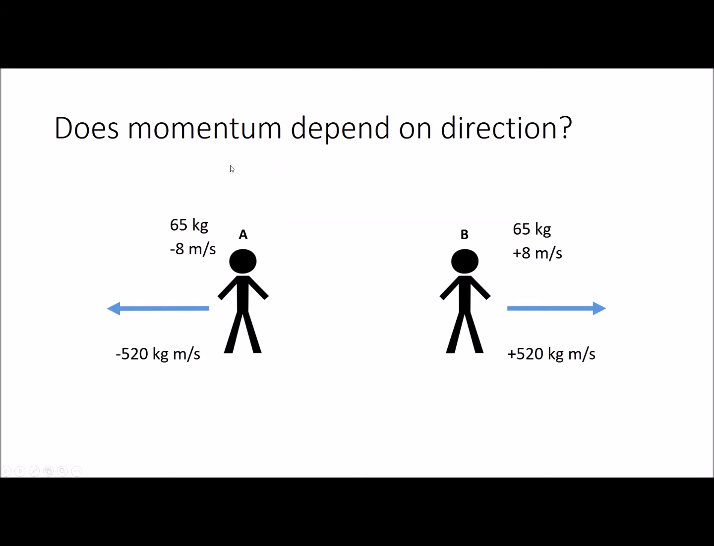The other point I wanted to go through was, does the momentum depend on direction? Because velocity is speed with a direction, and the momentum is a product of both the mass and the velocity, then we can say that the momentum can also have a different direction. So if you look at these people here, A and B, both have the same mass, the same speed, but in different directions, which means that they're going to have momentum in the opposite direction. So that's why I've got a minus sign here and a positive sign for person B.